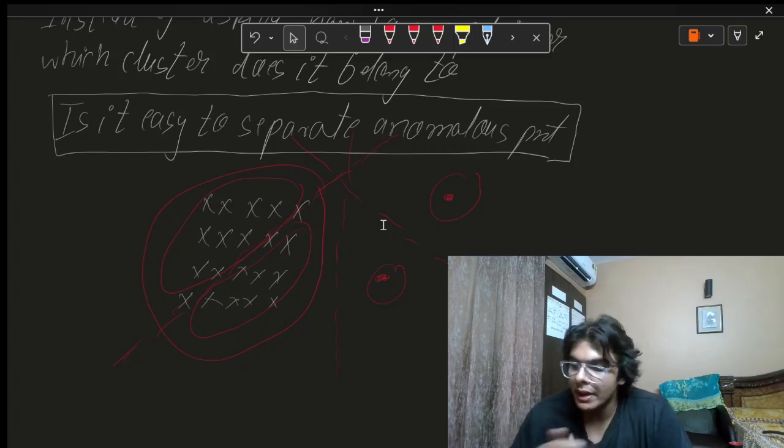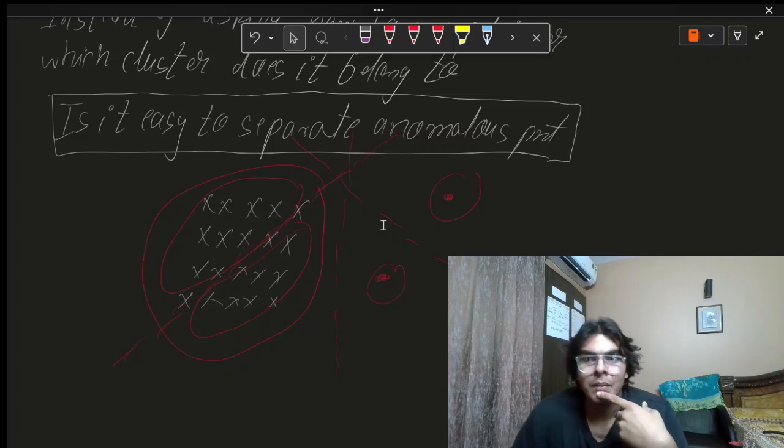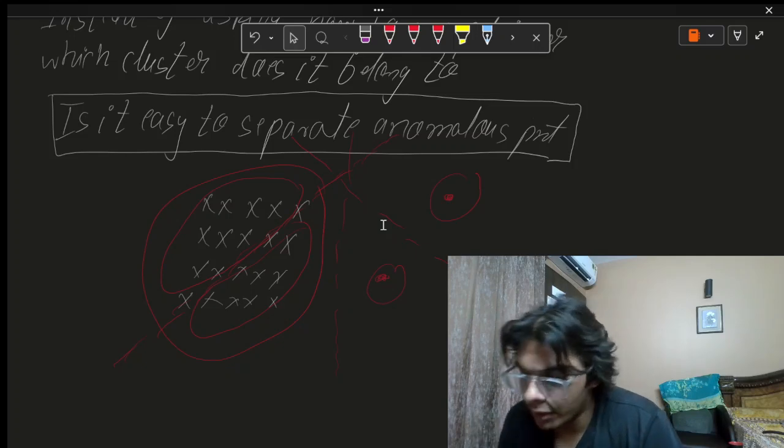And how do we separate them? By making these random cuts. Now, why we are making these random cuts is a good question, and that is what we'll be focusing on mainly today. Okay, so let's move forward very quickly.